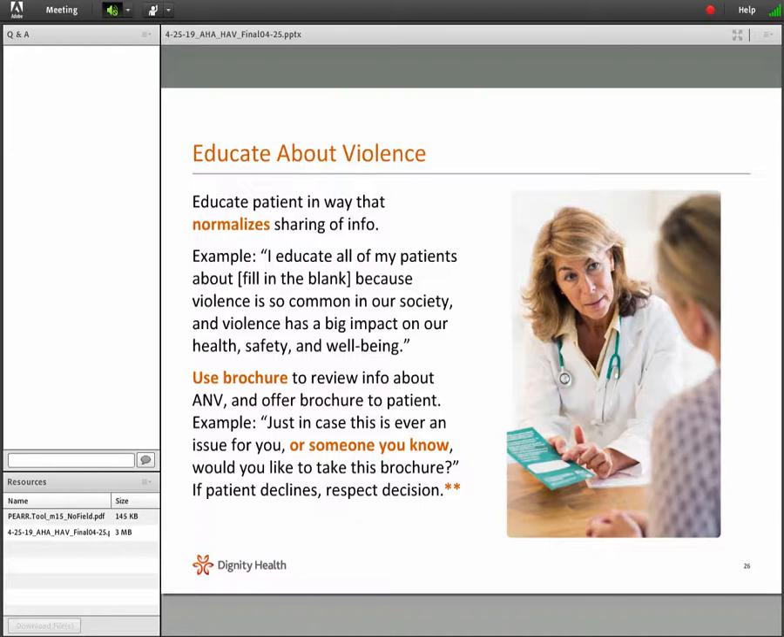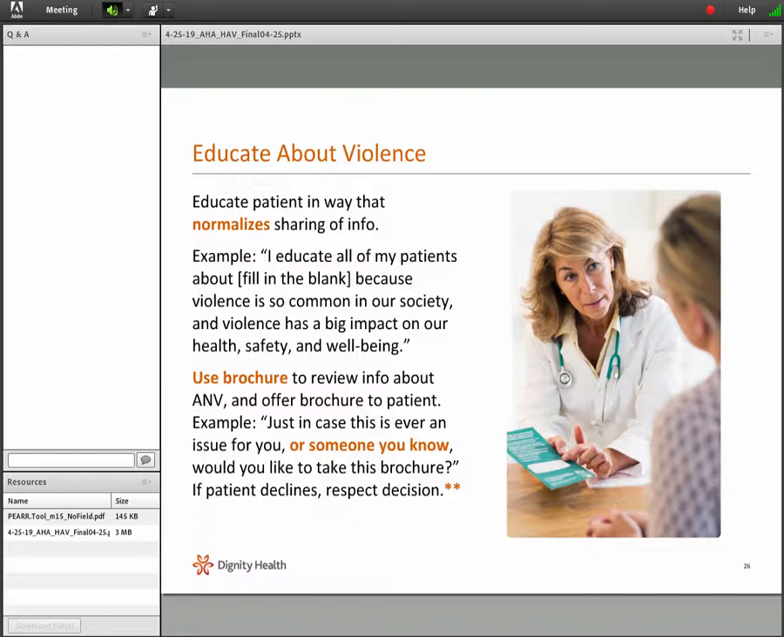So, sorry, let me back up. A brochure that I like a lot is from the FBI. It's written in a way where the audience is a potential victim. It includes the National Human Trafficking Hotline, and it's available in numerous languages. But there's lots of resources out there around human trafficking and other types of violence. So I would recommend researching and finding the ones that work best for you and your patient population.